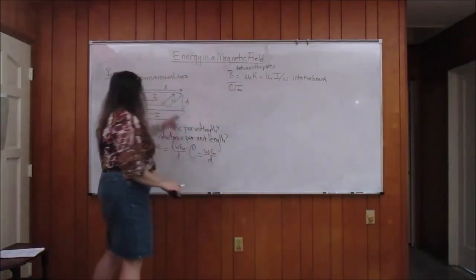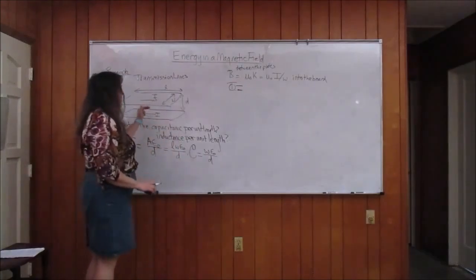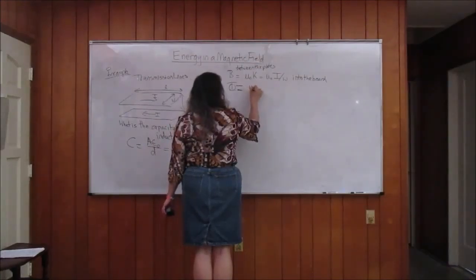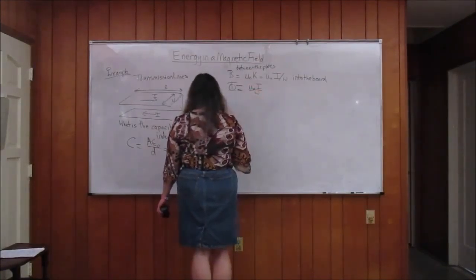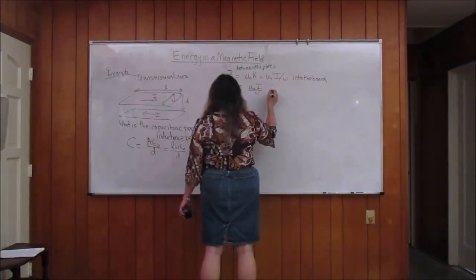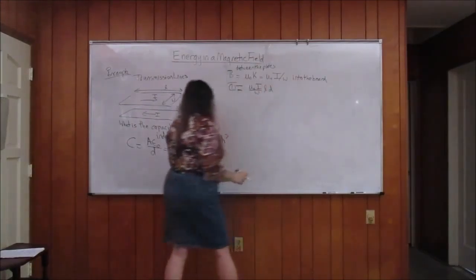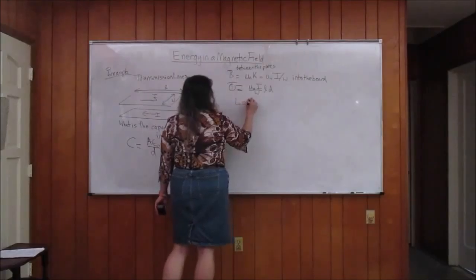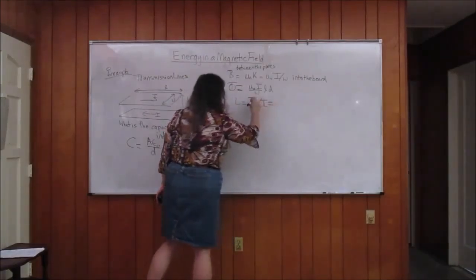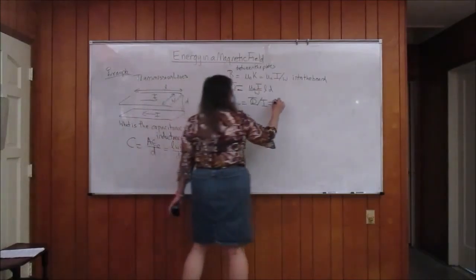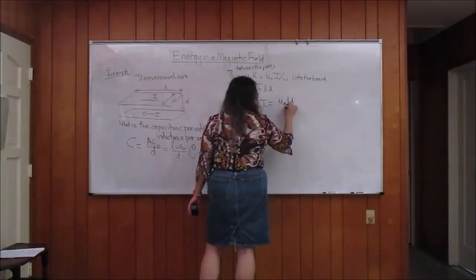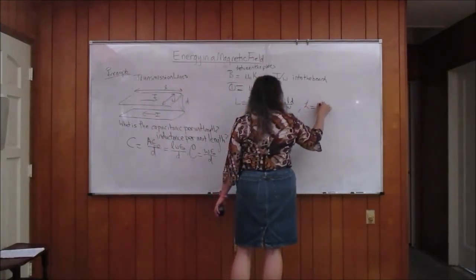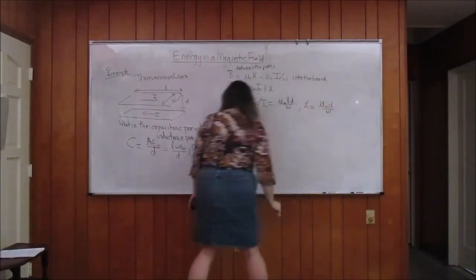And if we construct a surface, the amount of flux that passes through that surface is equal to mu naught I over W times length times d. And for the inductance, it's just equal to the flux divided by the current, which is mu naught L d over W. And if we want to know what the inductance per unit length is, that's just mu naught d over W.